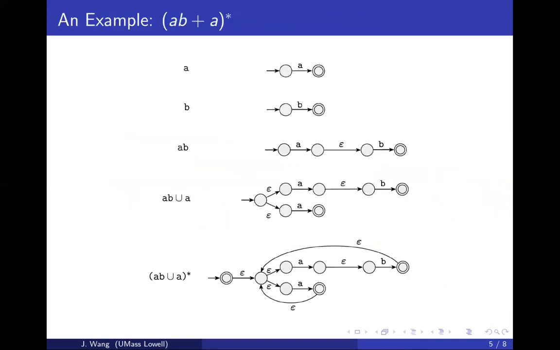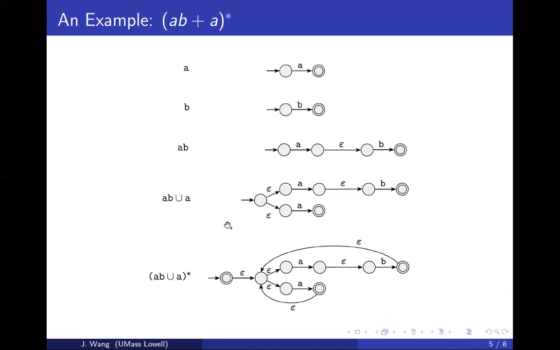Now let's look at an example. How do we come up with an NFA for a regular expression? Here's (AB plus A). We first write down A, which is this NFA, and B is this. Then for AB, you just connect these two using an edge with the empty string as input. That's concatenation, as we saw earlier when we looked at closure properties for regular languages.